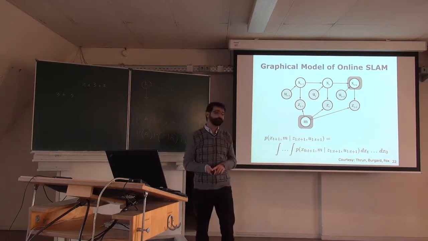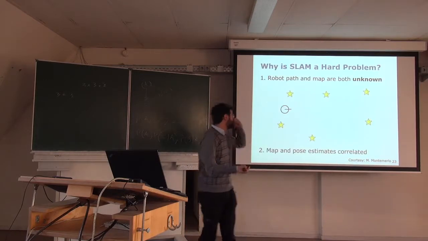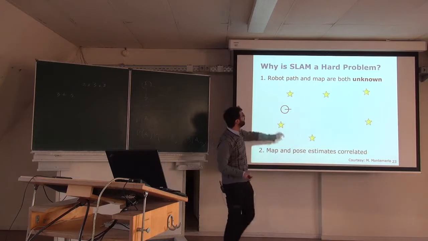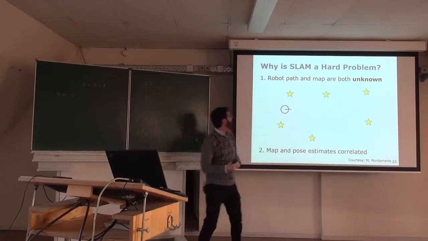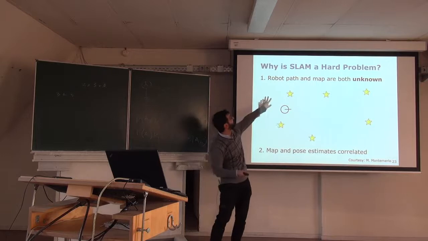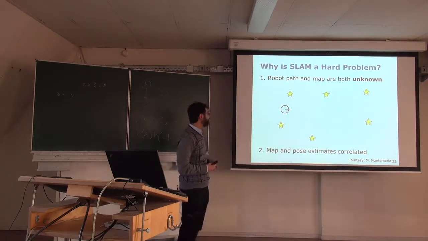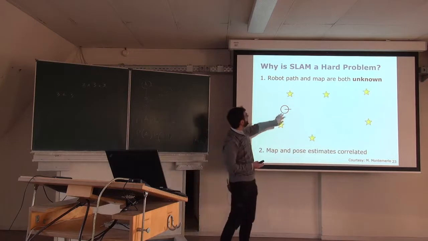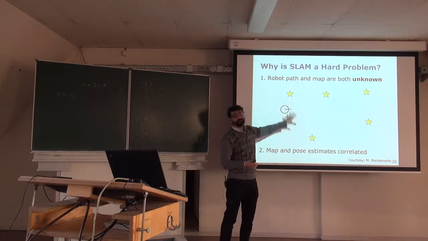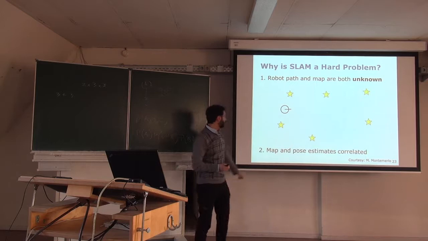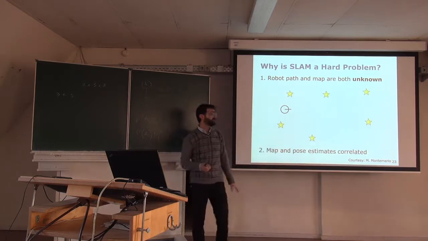So why is the problem hard? And I hope I will give you an idea why. We don't know the path and we don't know the map. Okay. So now let's assume that this will be the real thing, but we don't know that. And the map and the pose estimates are actually correlated.